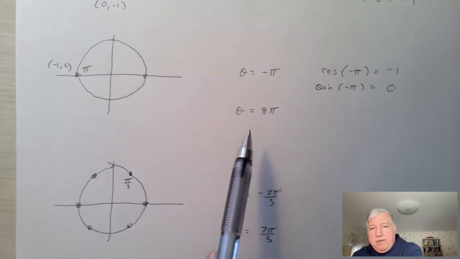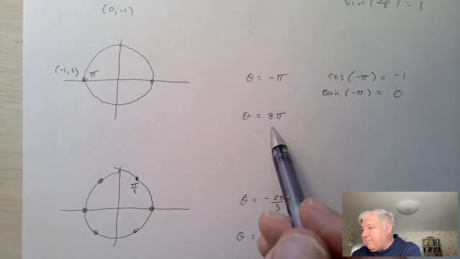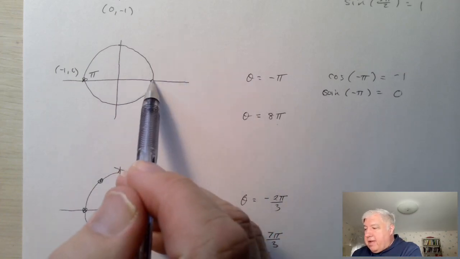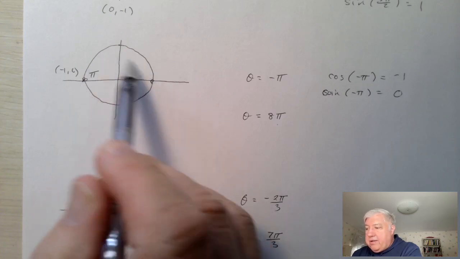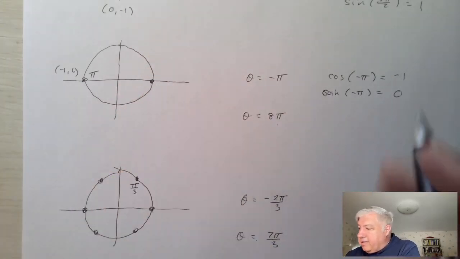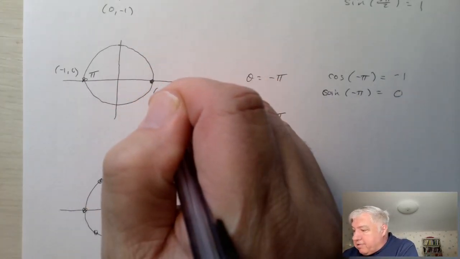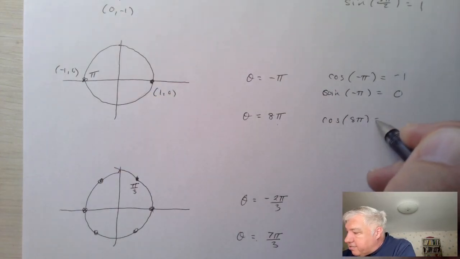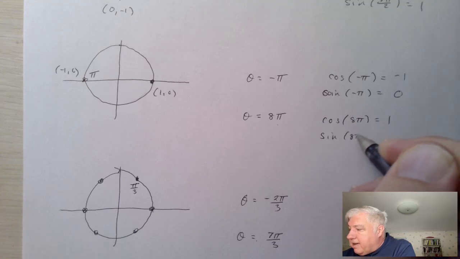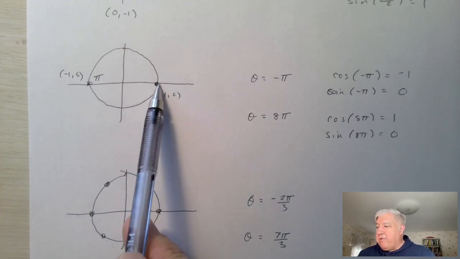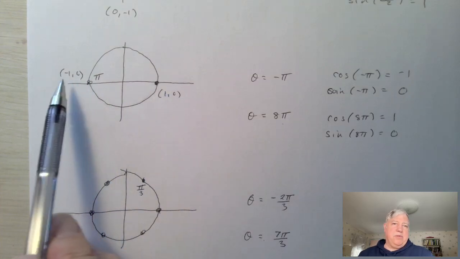And 8 pi just corresponds to 4 times 2 pi, that's 4 revolutions. Or if you want to do it this way, you could say 0 pi, 1 pi, 2 pi, 3 pi, 4 pi, 5 pi, 6 pi, 7 pi, 8 pi. Either way you get to this point, so the point here is 1, 0. So the cosine of 8 pi is 1, and the sine of 8 pi is 0. Another way to memorize this is that if you have an even number times pi, you're at this point. If you have an odd number times pi, you're at this point. So you just keep that in mind.